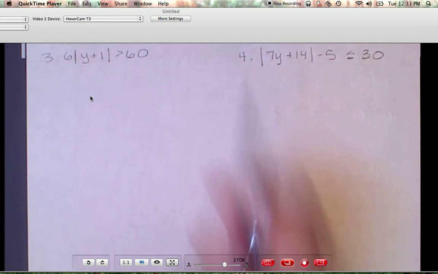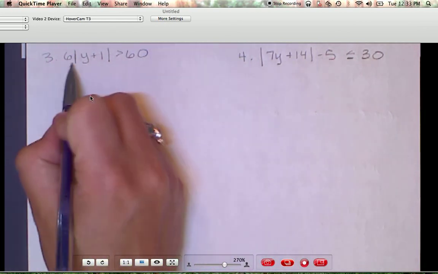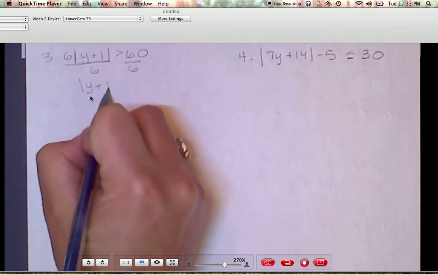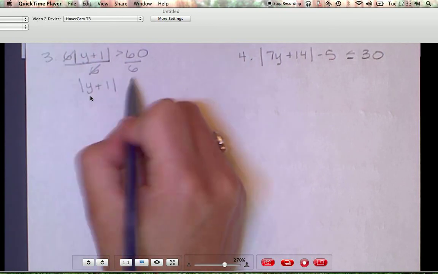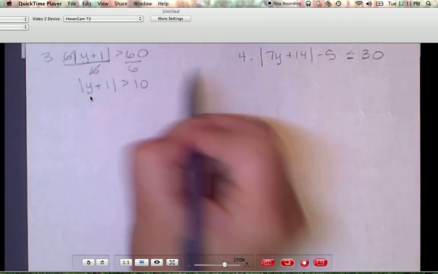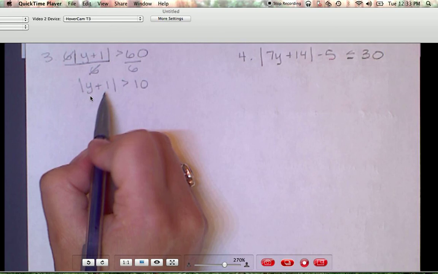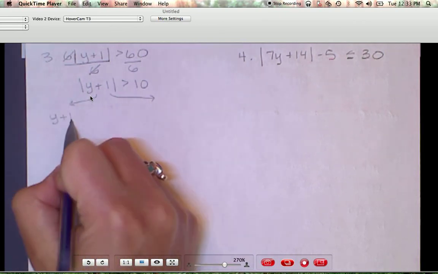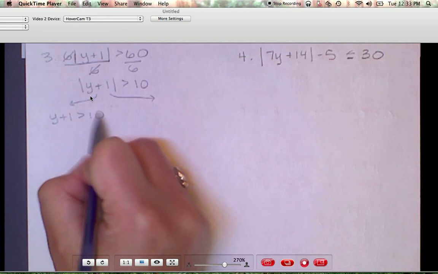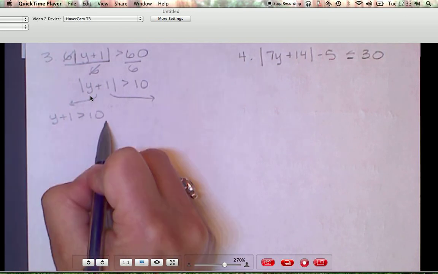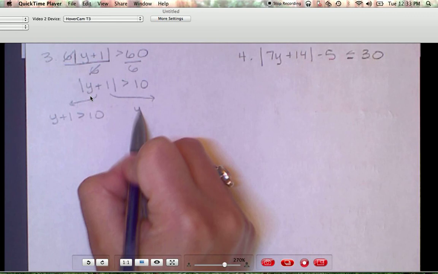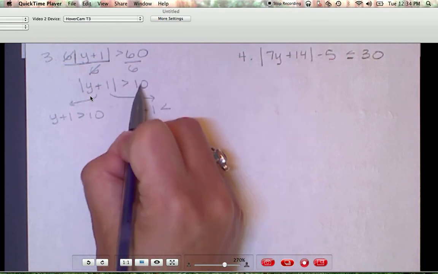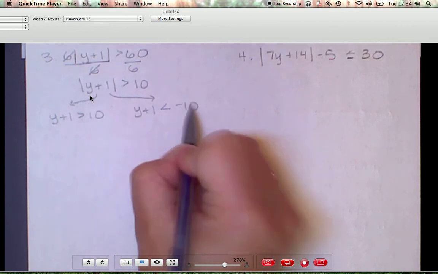So in number 3, the first thing we need to do is isolate the absolute value by dividing both sides by 6. The absolute value of y plus 1, because the 6's will cancel, is greater than 10. Once you've isolated the absolute value, then we split these two. Y plus 1 is greater than 10. This one stays exactly the same. This one you do two things. Y plus 1, flip the inequality symbol so it's less than, change this sign so it's negative 10.